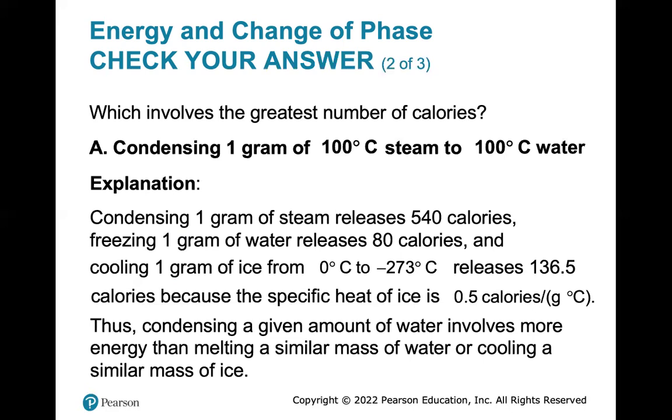And here's the explanation. Condensing 1 gram of steam releases 540 calories. Freezing 1 gram of water releases 80 calories. And cooling 1 gram of ice from 0 to minus 273 releases 136 calories because the specific heat of ice is 0.5 calories per gram per degree C. Thus, condensing a given amount of water involves more energy than melting to a smaller mass of water or cooling a similar mass of ice.